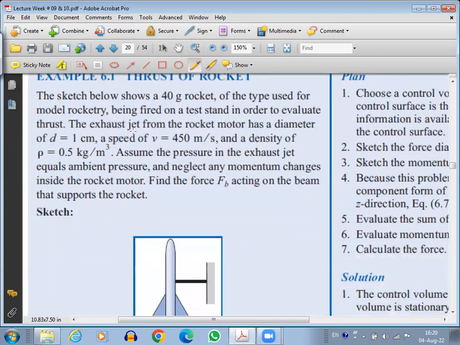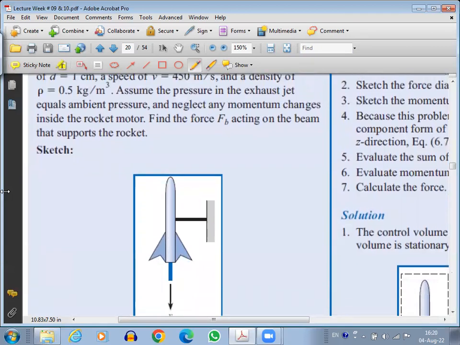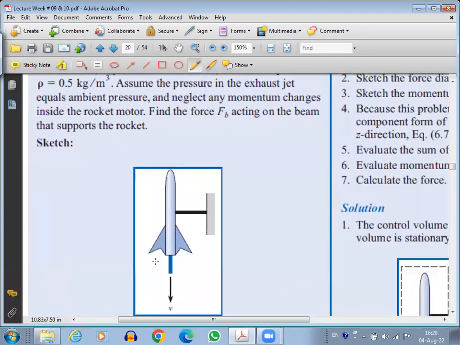The sketch below shows a 40-gram rocket of the type used for model rocketry. So a small model of a rocket is made, that's 40 gram, being fired on a test stand in order to evaluate thrust. You can see here, this is the rocket. This is a small rocket, 40 gram.